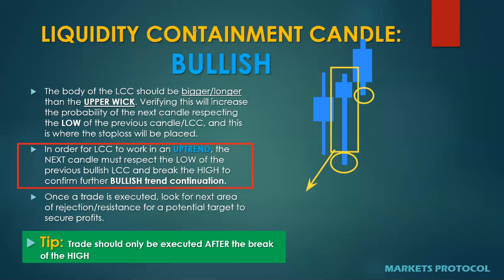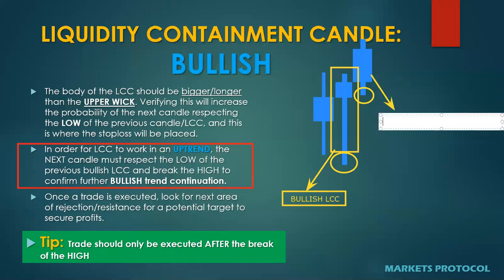So let's just type this down right over here. Bullish liquidity containment candle. And change the color to yellow. Perfect. And this is your next candle basically, which is also going to be your entry candle. Make sure you're taking notes on this.